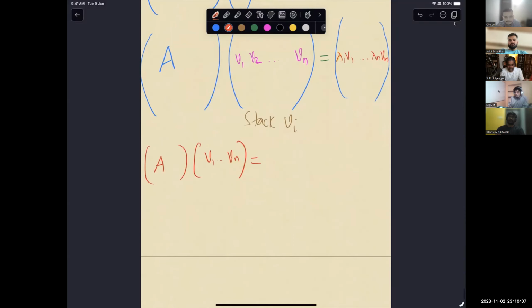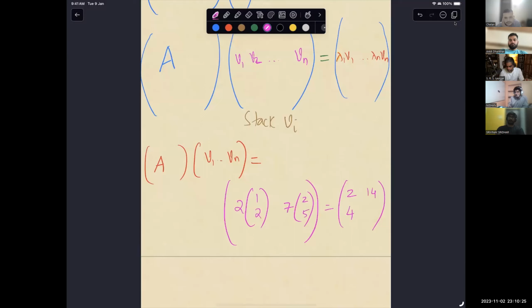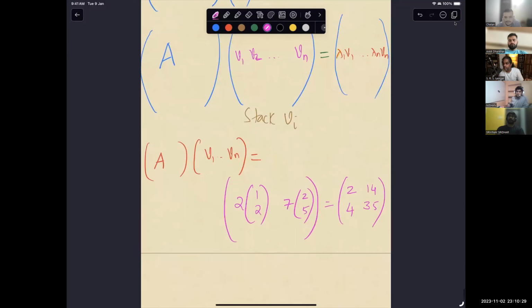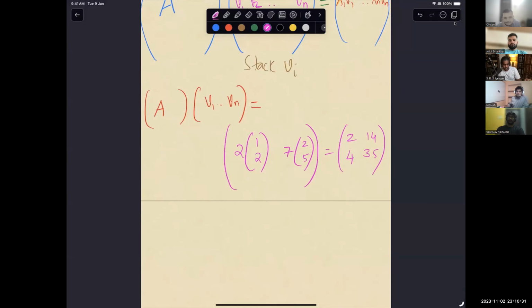Let me give an example and then illustrate this. 2 times [1 2], 7 times [2 5]. What is this matrix? [2 4], [14 35]. Correct? Yes. Correct.